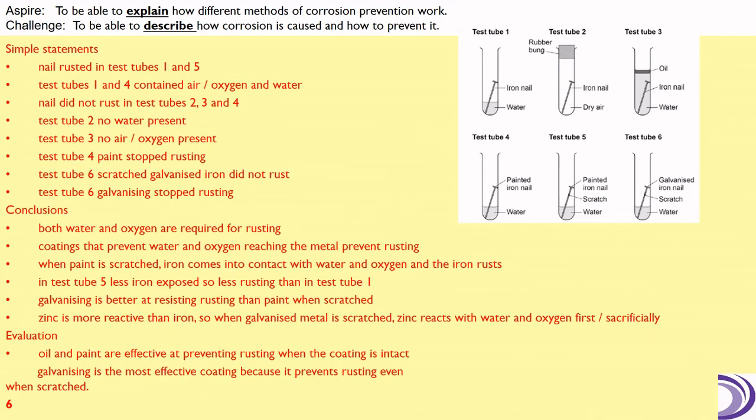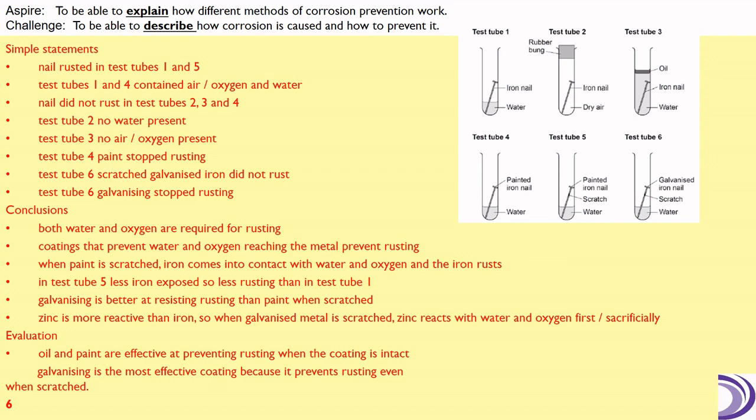So the nail rusted in test tubes 1 and 5. Test tube 1 and 5 both contained air, oxygen and water. The nail did not rust in test tubes 2, 3 and 4. Test tube 2 had no water present, test tube 3 had no oxygen present, and test tube 4, the paint stopped the rusting because it prevents the oxygen from getting to the nail. Test tube 6, the scratched galvanised nail did not rust. Test tube 6, the galvanising must have stopped rusting.